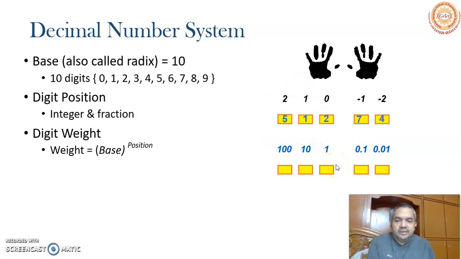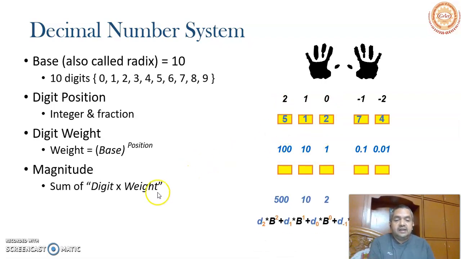Now the weight: the weight of the 0th position for decimal is 1. This is called base power position. So 10 power 0 is 1. Next position, 10 power 1 is 10. 10 square is 100. Whereas in the fractional part, 10 power minus 1 is the weight, 0.1. 10 power minus 2 is the weight, 0.01.